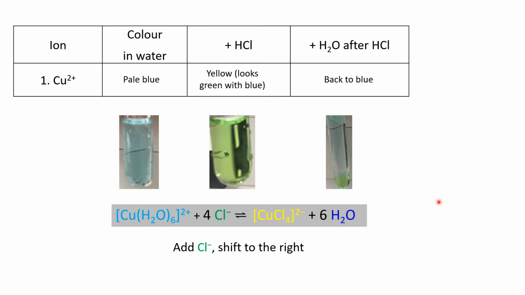And the equilibrium, we take the blue, we add chloride to it, and that pushes the equilibrium to the right. As it pushes the equilibrium to the right, we're pushing it towards the yellow color, but when we add water to it, that's going to shift the equilibrium back to the left, push it back towards the light blue color.